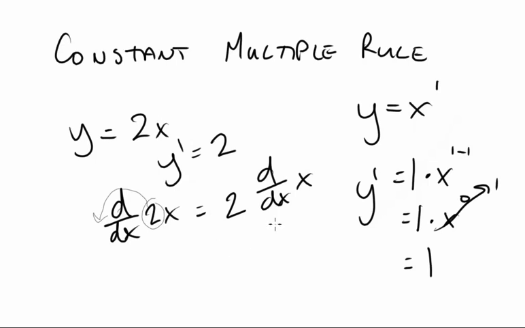So if you ever take a derivative of a function that's just multiplied by a number in the front, you can take that number out and then find the derivative of what is multiplied by.